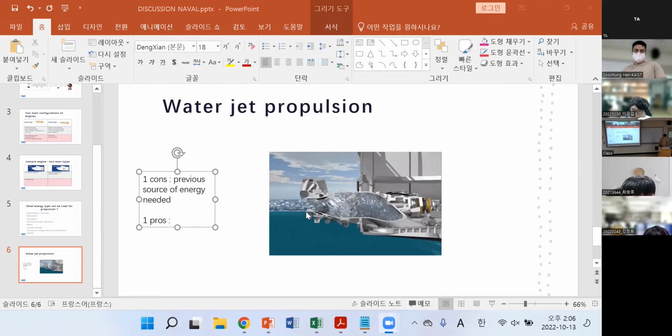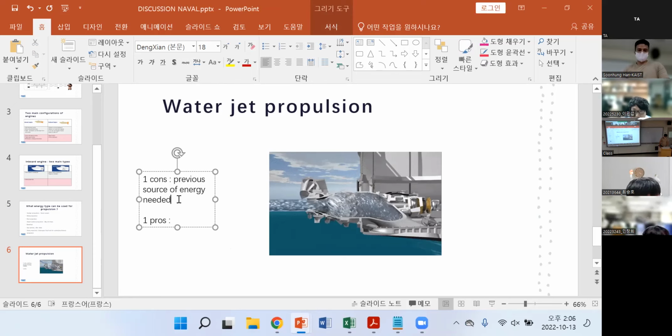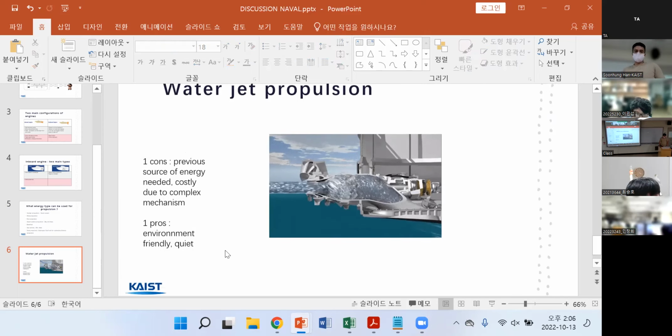And for pros, it's environmentally friendly because you don't rely on fossil energy. It's also quiet, because there is no noise compared to an engine. But it may be expensive in terms of cost. Okay, I think we can finish on this.